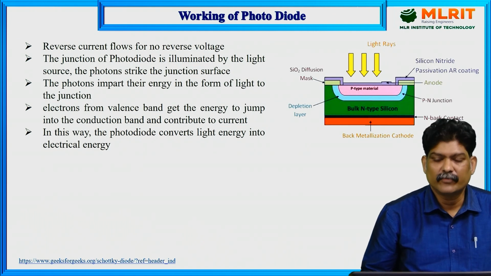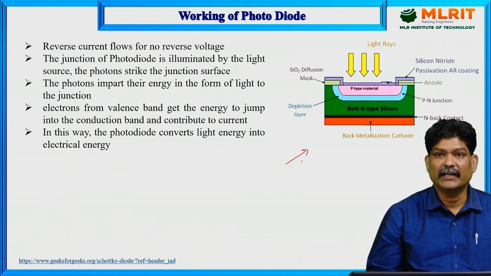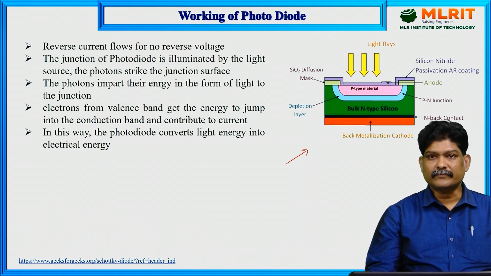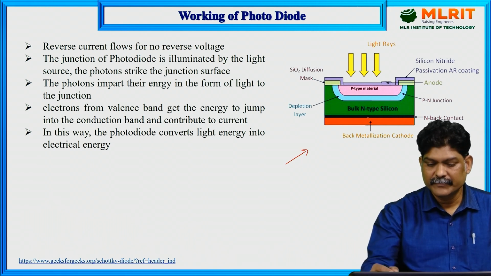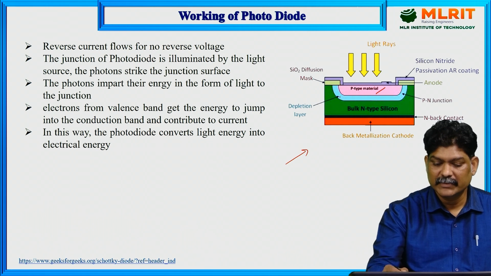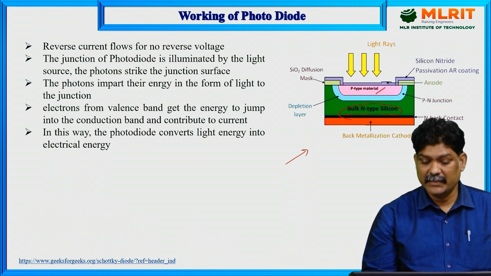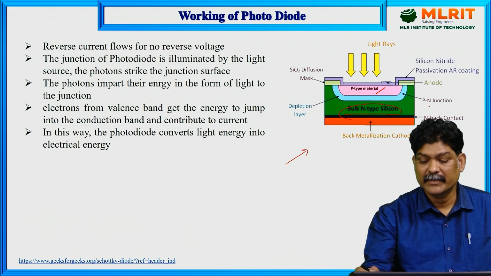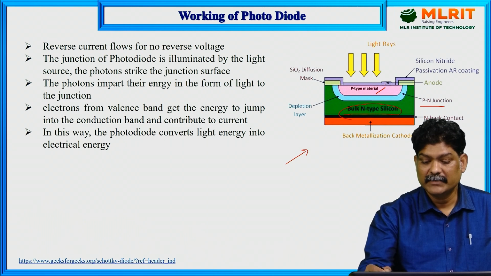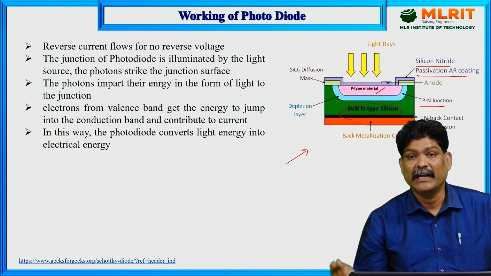So, the working of a photodiode can be observed clearly from its construction. Here we have a P-type material, this is the depletion region, and this is the bulk N-type silicon material. The N-type silicon material is lightly doped and the P-type material is heavily doped. Those form the PN junction, and this acts as a silicon nitride passivation AR coating.